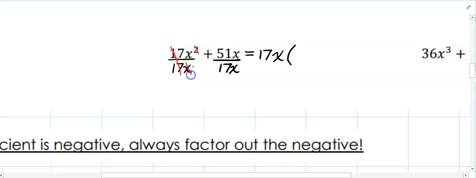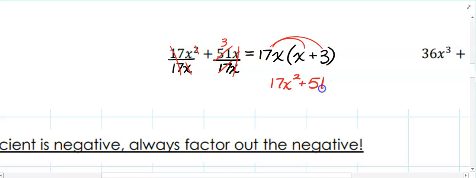I'm left with x for the first term, and I'm left with 3 for the second term. And you can check. You can take your answer and distribute, just like we did back in step 3 back in August. If you distribute, you end up with 17x squared plus 51x, which is exactly what we started with in this problem.